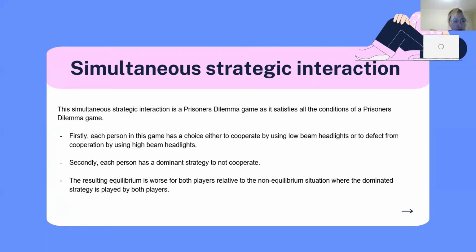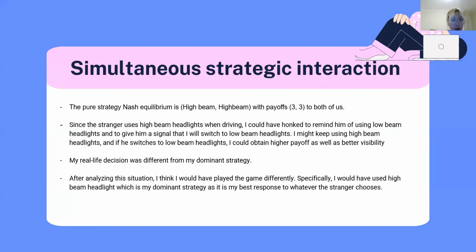And here are some main findings in our written report. This simultaneous strategic interaction is actually a prisoner's dilemma game, as it satisfies all the conditions of a prisoner's dilemma game. And the pure strategy Nash equilibrium is high beam with payoff 3, 3 to both of us.